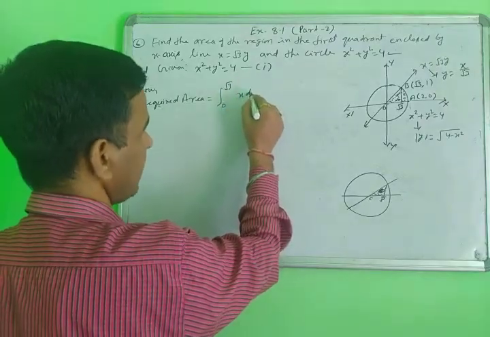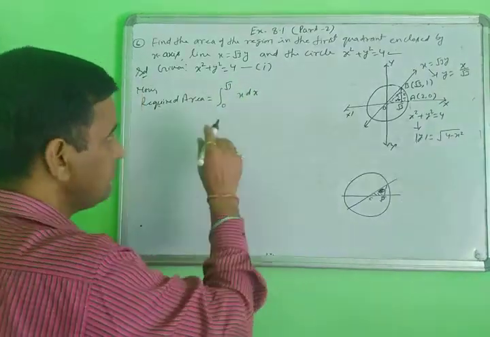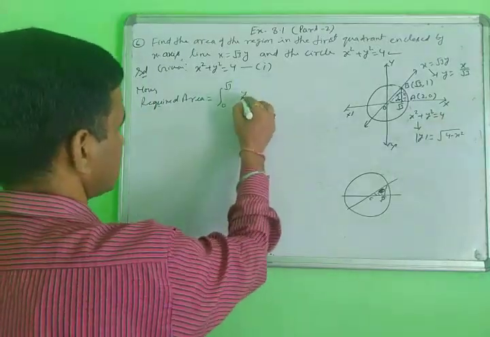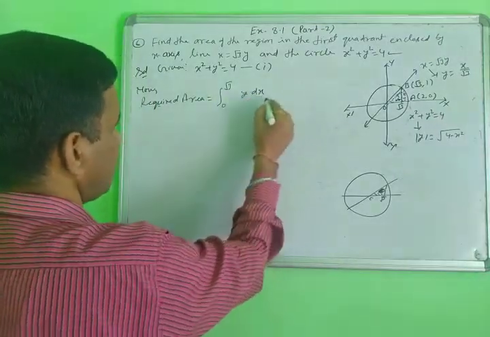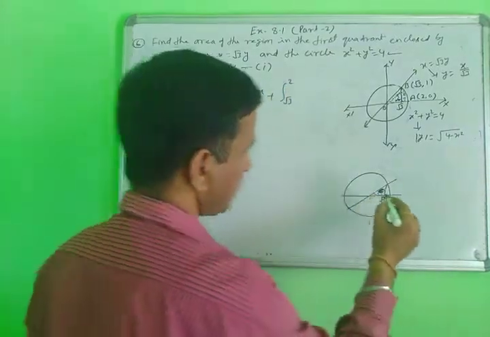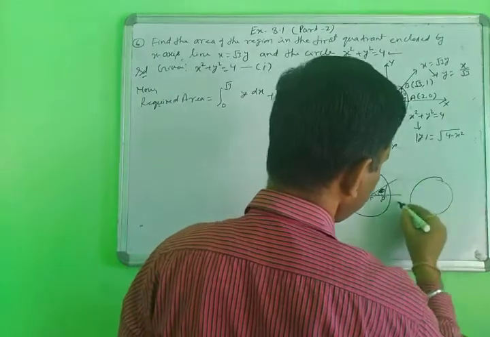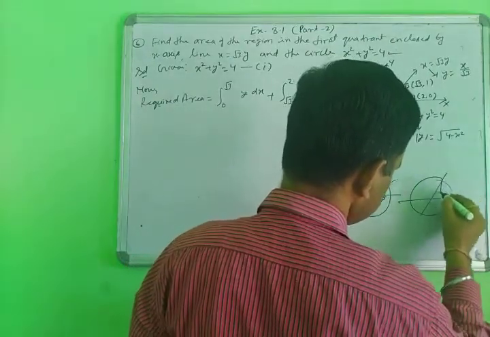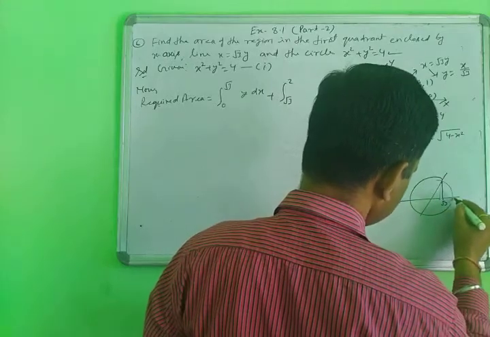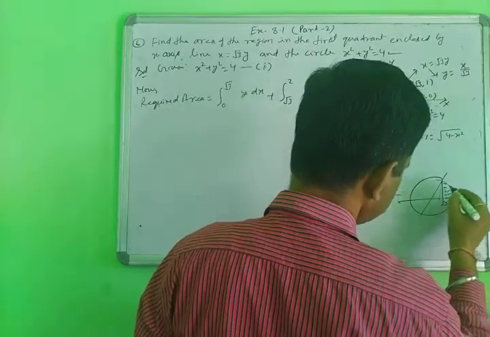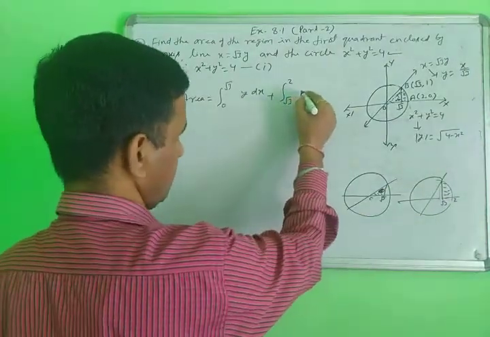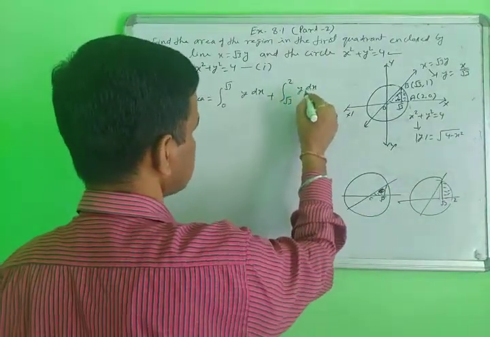x dy, x dx, y dx, and plus root 3 to 2. After that, in the second part, you will find the area of the earth with this line. Suppose this line here is root 3 to 2. So this part you will be using by the curve of the circle. Curve of circle is y dx.